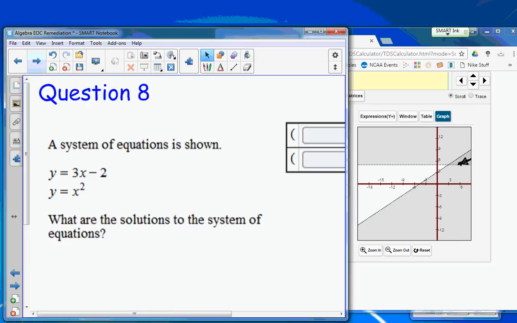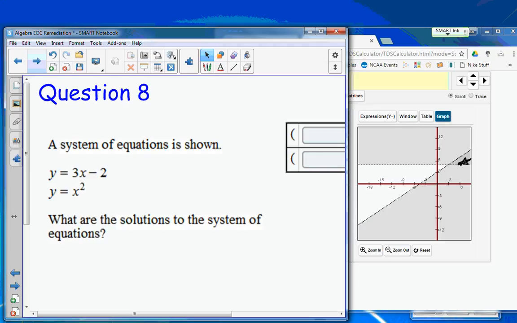Question 8. A system of equations is shown. It says, what are the solutions of the system of equations? Now, the easiest way to solve this is to graph both of the lines and find out where they hit each other. If you know how to use a graphing calculator, it'll answer over half of these problems for you. You just got to think about it. Solutions is going to be where they hit. Actually, one of them is a line, the other one's going to be a curve. But it doesn't matter. You can graph it and find where they hit.